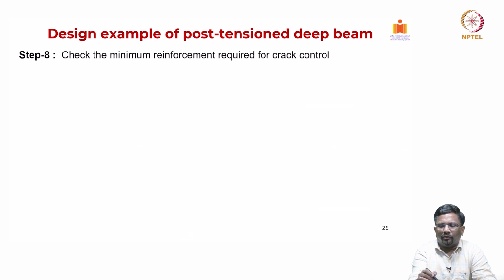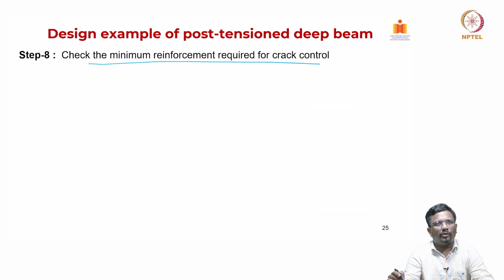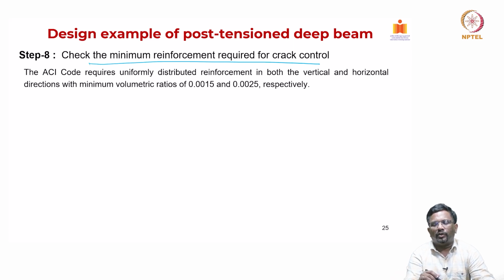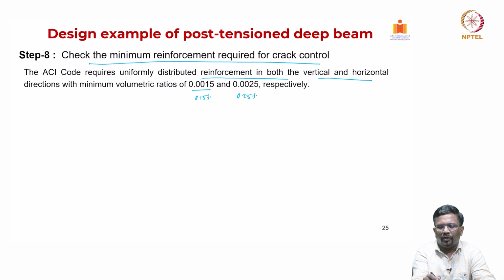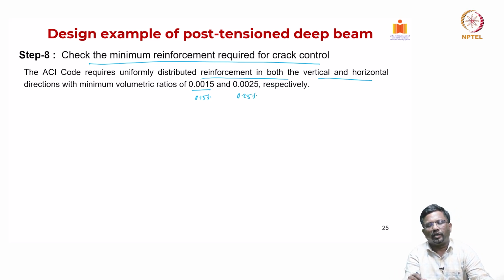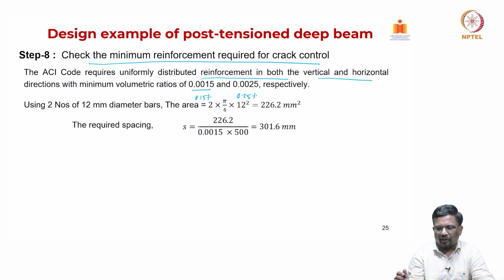Now, we have to check the minimum reinforcement required for crack control. Now, let us look at it. The EC code requires uniformly distributed reinforcement in both vertical and horizontal directions, because you now have ties and struts forming. The strut also should not fail abruptly. So, the code requires that you need to have some minimum horizontal and vertical reinforcement, that works out to be about 0.15 percent and 0.25 percent. Okay. These are the minimum ratios that we have to put in the vertical and horizontal directions. So, let us calculate that now.